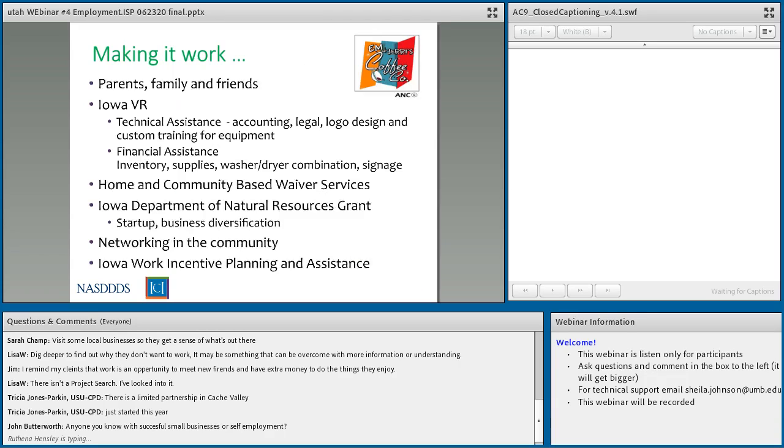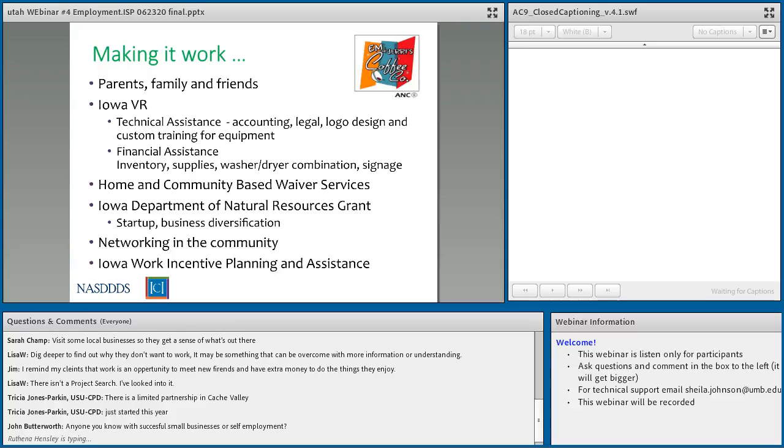And it was put together with support from a wide range of places. Family, you heard from her mom. Her mom and dad run a small business. They run a hardware store in Independence. They know what it means to run a small business. They came into this with their eyes wide open. But there was also support from Iowa Vocational Rehabilitation, and particularly support for technical assistance around accounting and legal issues and logo design, some financial assistance for startup equipment.